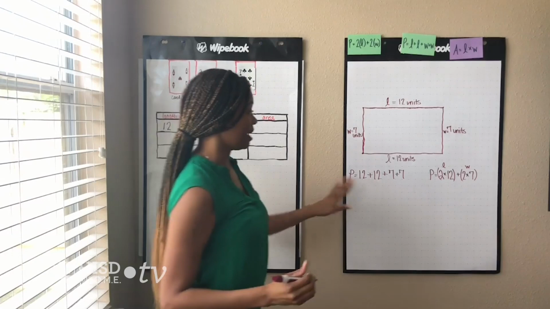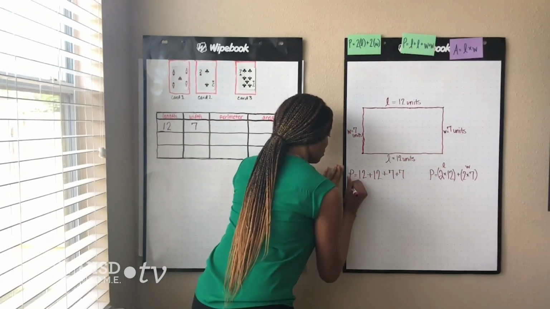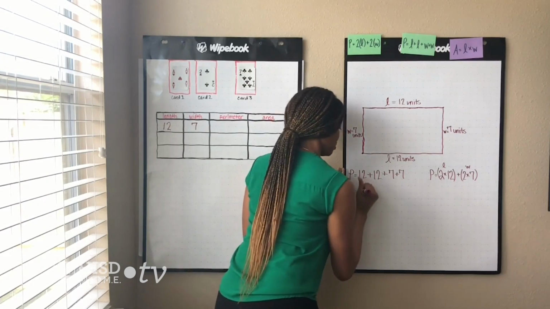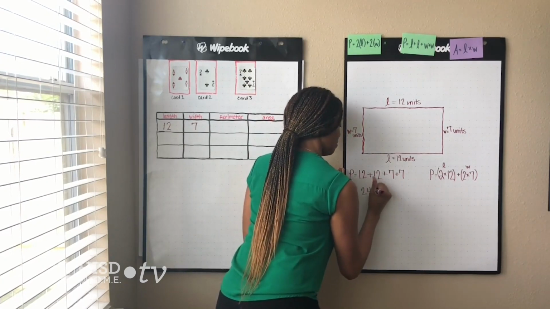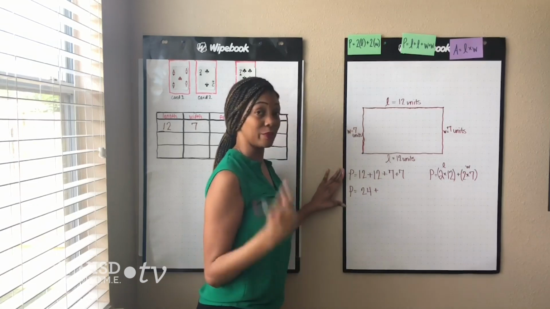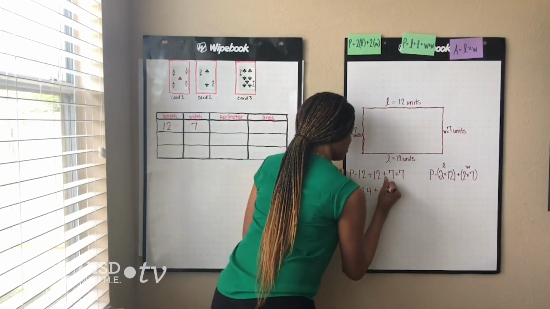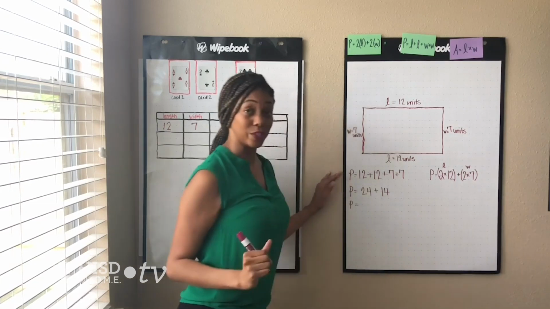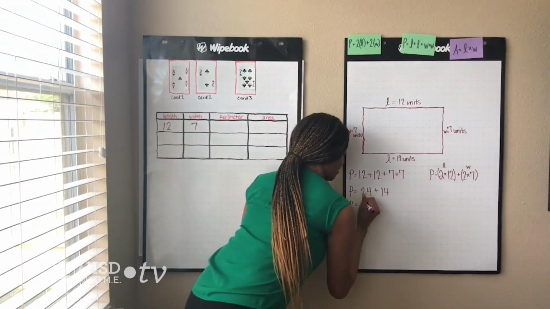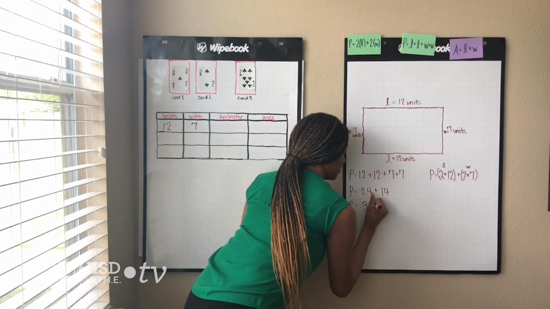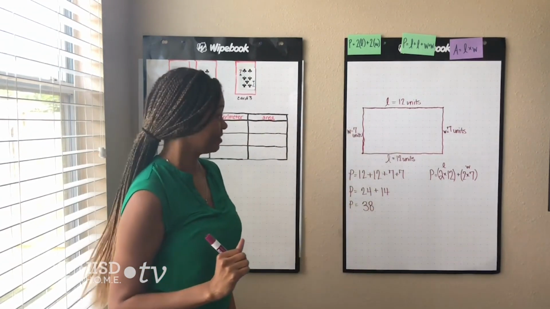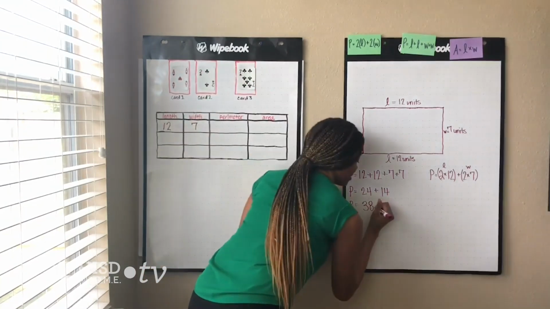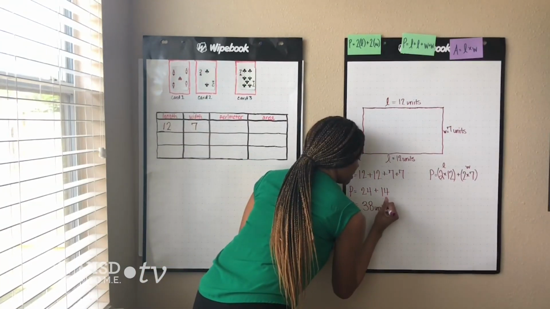If I was to add my perimeter together, I have perimeter equals 12 plus 12 together gives me 24, plus 7 plus 7, remember our doubles, equals 14. So my perimeter will equal 38. And now I gotta put my label, which is 38 units.